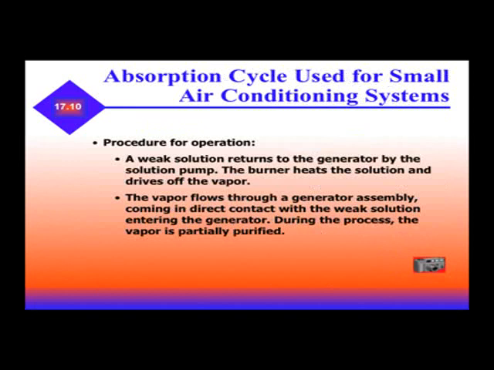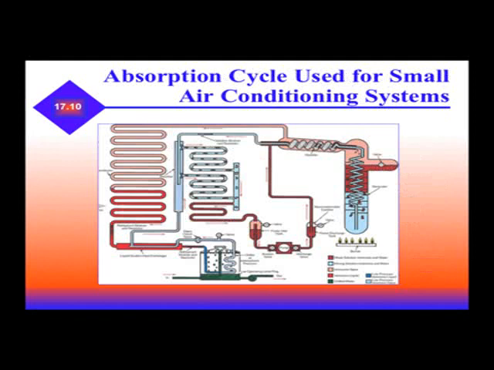The absorption cycle used for small air conditioning systems is a little bit different. A weak solution returns to the generator by the solution pump. The burner heats the solution and drives off the vapor. The vapor flows through a generator assembly, coming in direct contact with the weak solution entering the generator. During the process, the vapor is partially purified.